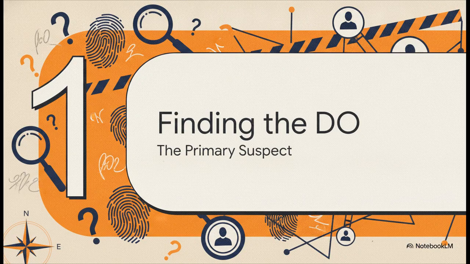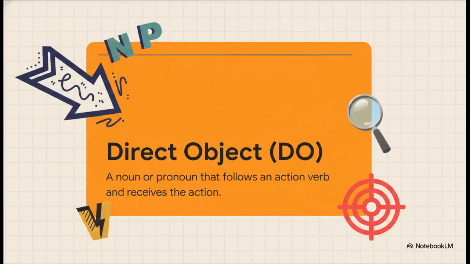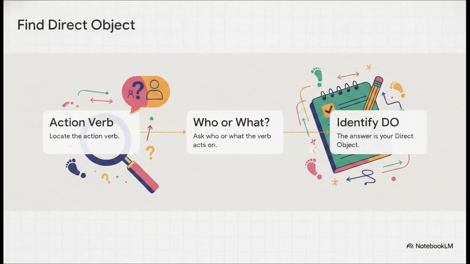Section 1. Finding the direct object. All right, the absolute most crucial thing to know here is that a direct object is the core receiver of the action in your sentence. It can be a noun, it can be a pronoun, but its whole job, just sitting right there and taking whatever action the verb is dishing out. So how do we find it?